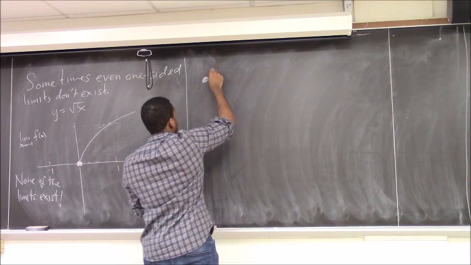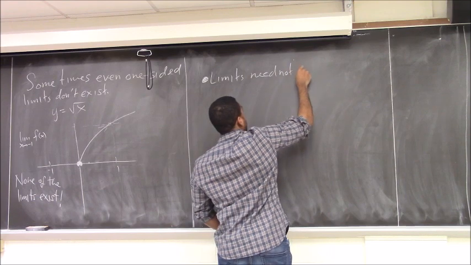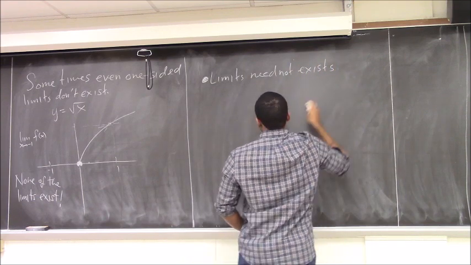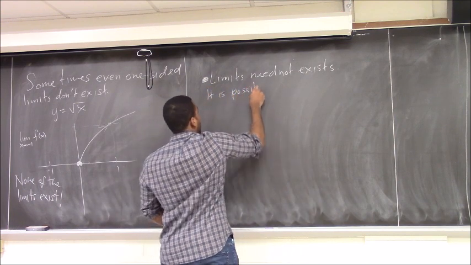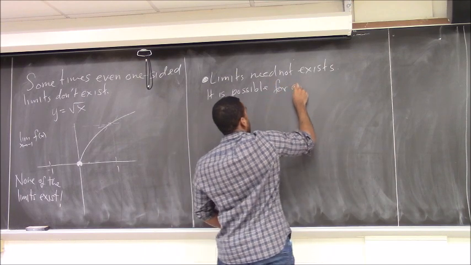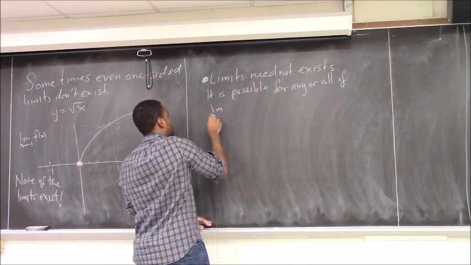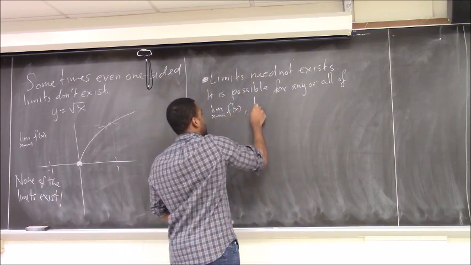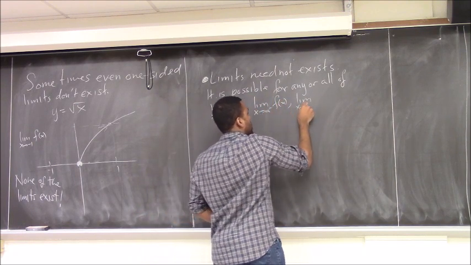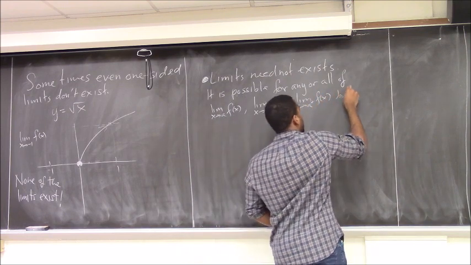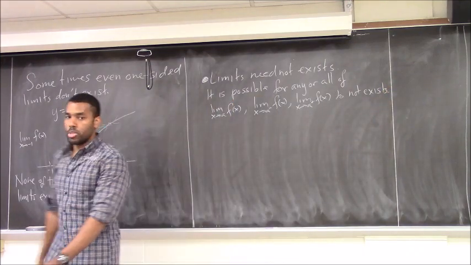So some notes here: limits need not exist. It is possible for any or all of the limit as x approaches a of f of x, the limit as x approaches a from the left of f of x, and the limit as x approaches a from the right of f of x to not exist. To not be able to give you a y value answer that makes sense in terms of our definition.